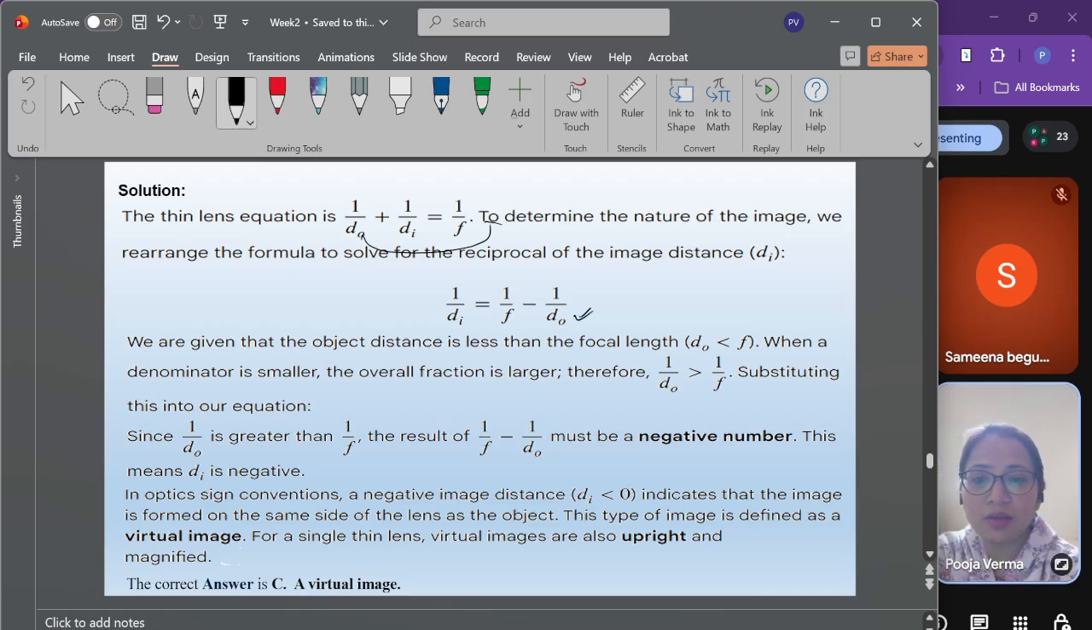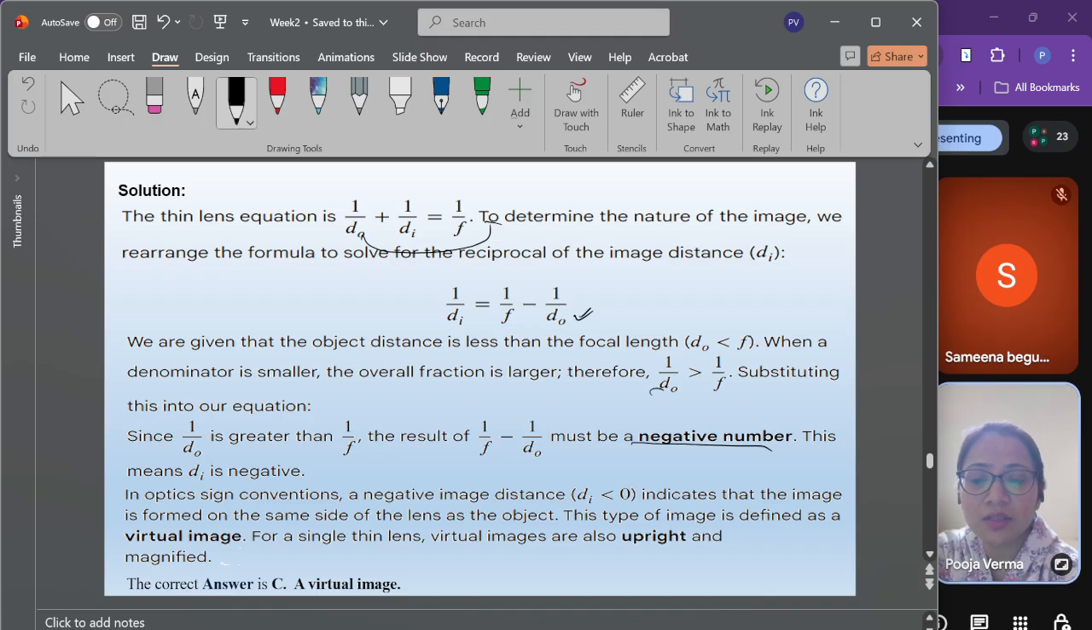Here we are given that the object distance is less than the focal length, that is do is less than f. When the denominator is smaller, the overall fraction is larger. Therefore, 1/do must be greater than 1/f. Substituting into our equation, 1/do is greater than 1/f, so the result 1/f minus 1/do must be a negative number in that case. That means di is negative.